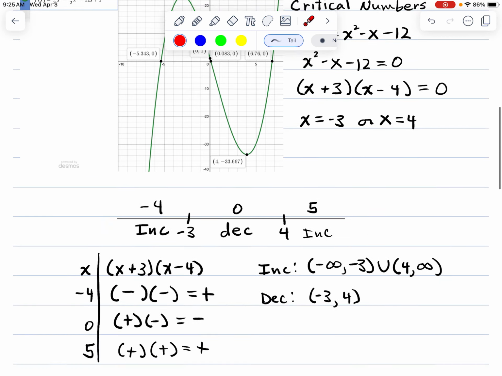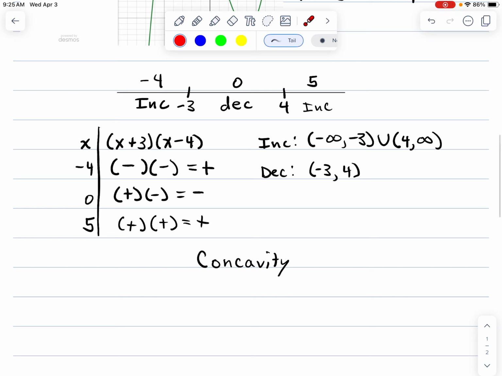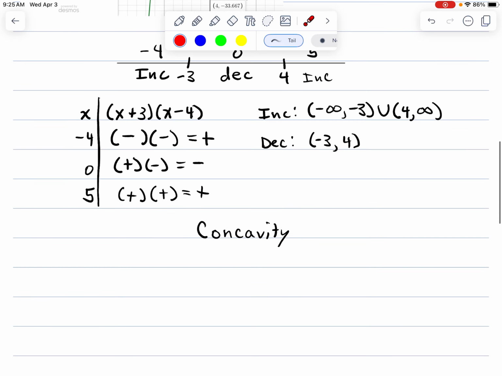Now remember, the way we find that transition, that inflection point, is with the second derivative. And when the second derivative is positive, remember it's concave up. When the second derivative is negative, it's concave down. And when you go from concave up to down, or vice versa, that point where that change happens is the inflection point. So let's find the second derivative.